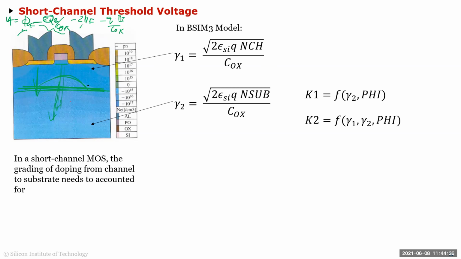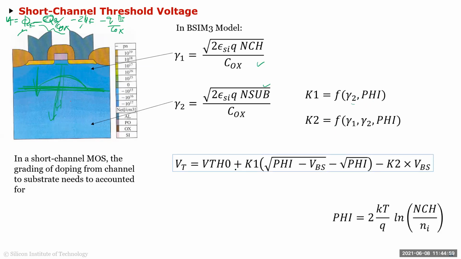Two constants are calculated, K1 and K2, which is a function of basically phi, which is 2 kT over q times the natural log of the intrinsic carrier concentration over the N sub or Nch, N sub here in this case. And then gamma 2 and gamma 1 are these two factors over here. You calculate, and these are complex functions of that. And then the VT, which before was VT0 plus gamma times the square root of phi minus VBS minus root phi F, is now K1, this constant times this one, minus K2 times VBS.